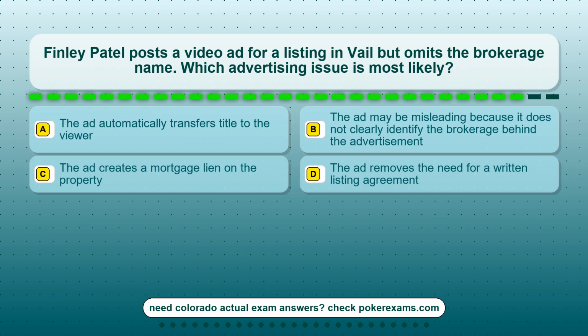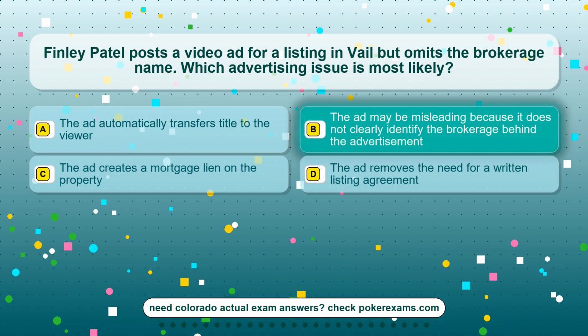Question 10. Finley Patel posts a video ad for a listing in Vail but omits the brokerage name. Which advertising issue is most likely? Option A. The ad automatically transfers title to the viewer. Option B. The ad may be misleading because it does not clearly identify the brokerage behind the advertisement. Option C. The ad creates a mortgage lien on the property. Option D. The ad removes the need for a written listing agreement.